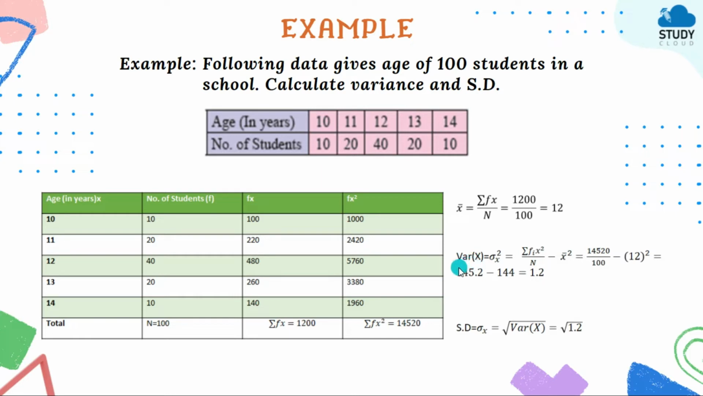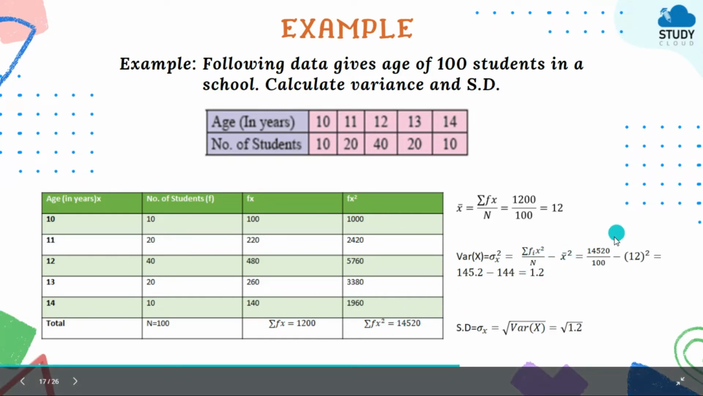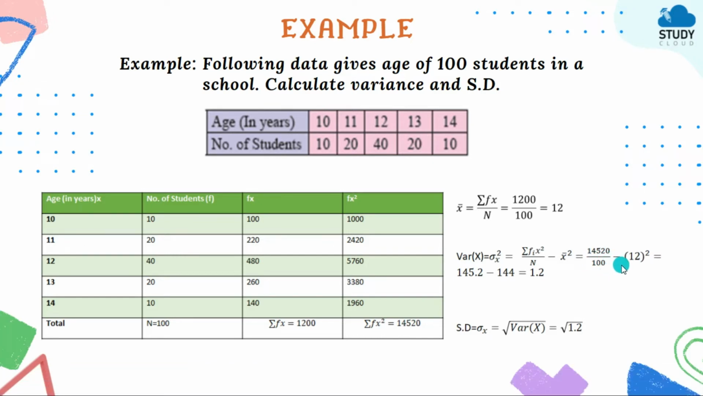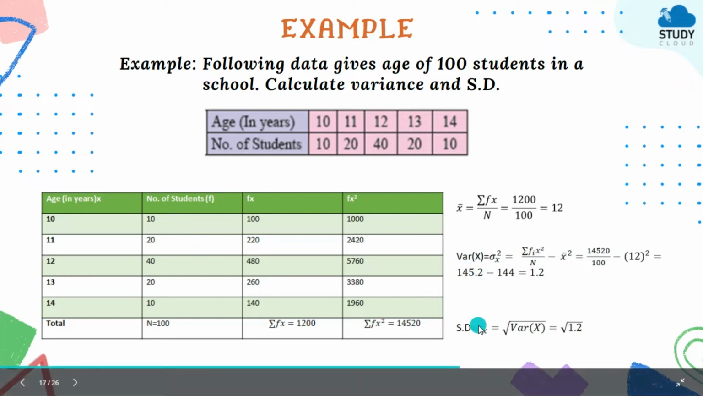Now what is the formula for variance of x? You can denote it as sigma square of x is equal to summation fx square upon n minus x bar square. So summation fx square you got from here. So write the value as 14,520 upon 100 minus 12 square. So when you solve this entire part you get 1.2. So 1.2 is the variance.